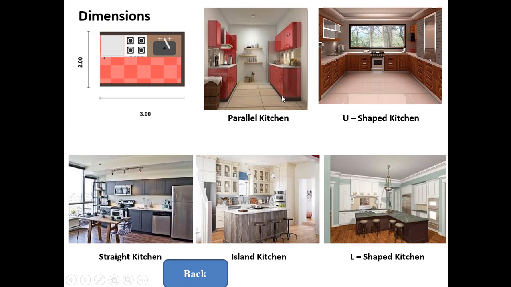Okay, and here as we see, this is the parallel kitchen. Here is the U shape kitchen. Here is the L shape kitchen. Here is the island, this is the island kitchen, and here the straight kitchen. As we see here, all devices are on one side, this is a straight kitchen.